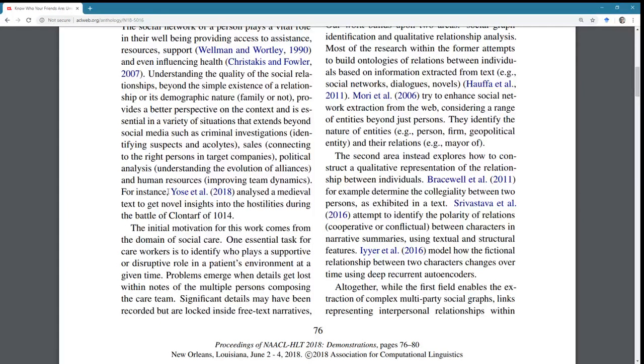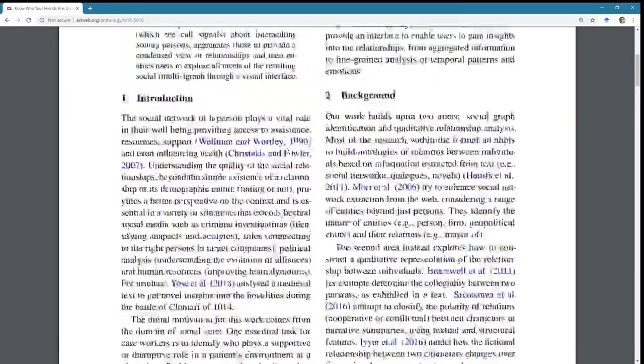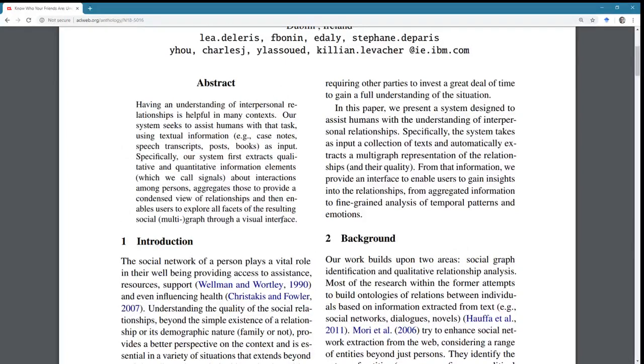"The initial motivation for this work comes from the domain of social care. One essential task for care workers is to identify who plays a supportive or disruptive role in a patient's environment at a given time. Problems emerge when details get lost within notes of the multiple persons composing the care team. Significant details may have been recorded, but are locked inside free text narratives, requiring other parties to invest a great deal of time to gain a full understanding of the situation." Yeah, this comes up in sociolinguistic fieldwork as well.